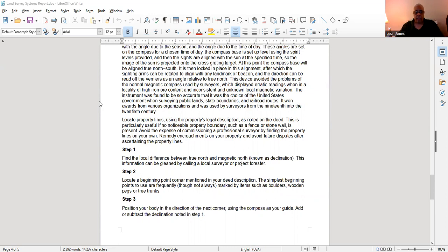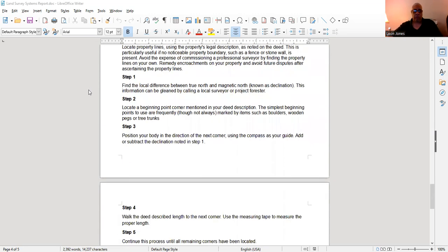Step 2, locate a beginning point corner mentioned in your deed description. The simplest beginning points to use are frequently, though not always, marked by items such as boulders, wooden pegs, or tree trunks. Number 3, you're going to position your body in the direction of the next corner using the compass as your guide. You add or subtract the declination noted in step 1.